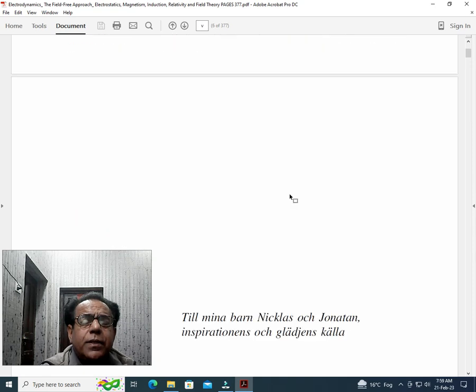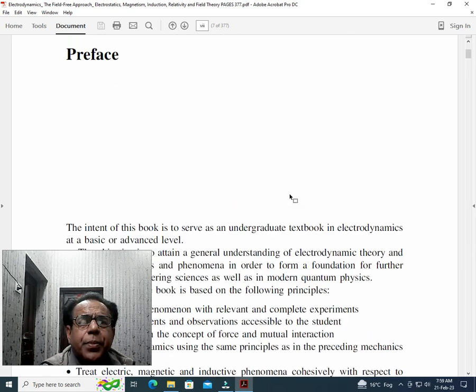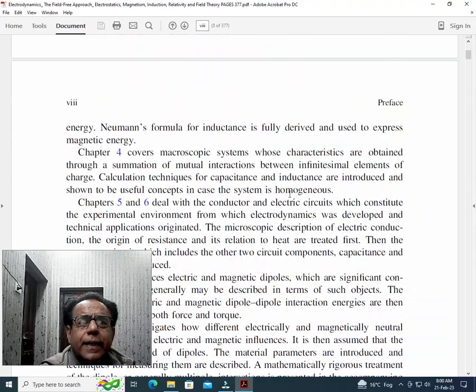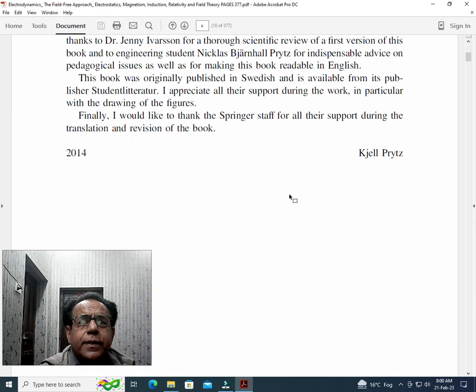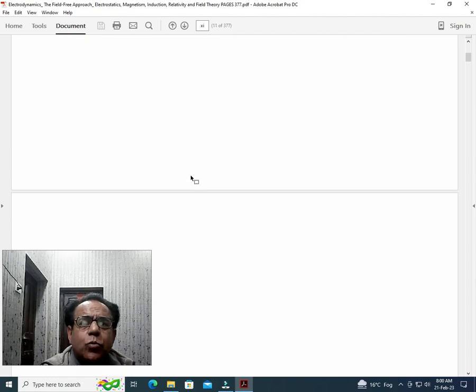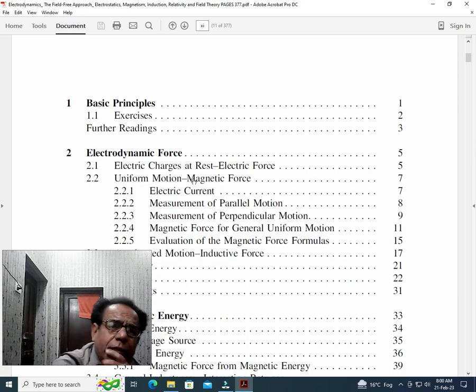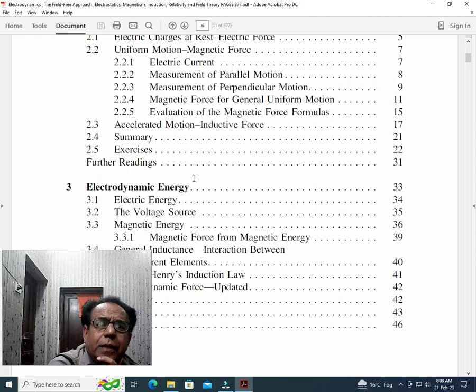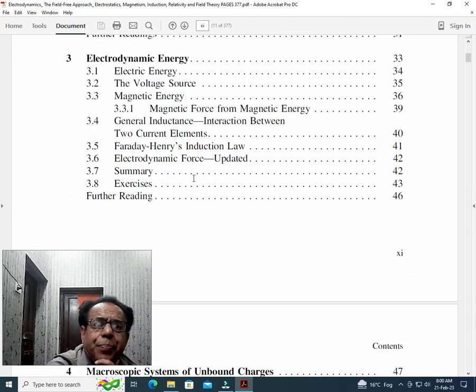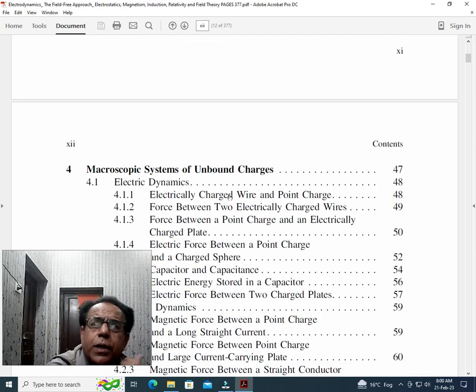Anyhow, this is not important. The important thing is its contents. Now we are moving towards its contents. Its preface was written in the year 2014 by Kjell Prytz. Chapter number 1, basic principles. Chapter number 2, electrodynamic force. Chapter number 3, electrodynamic energy. Chapter number 4, macroscopic systems of unbound charges.